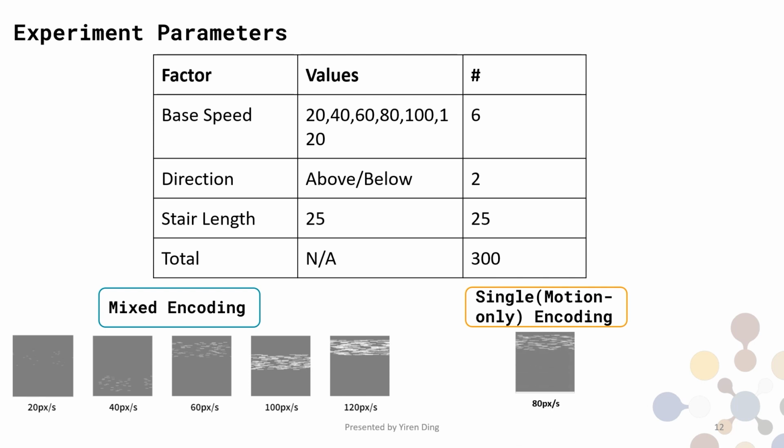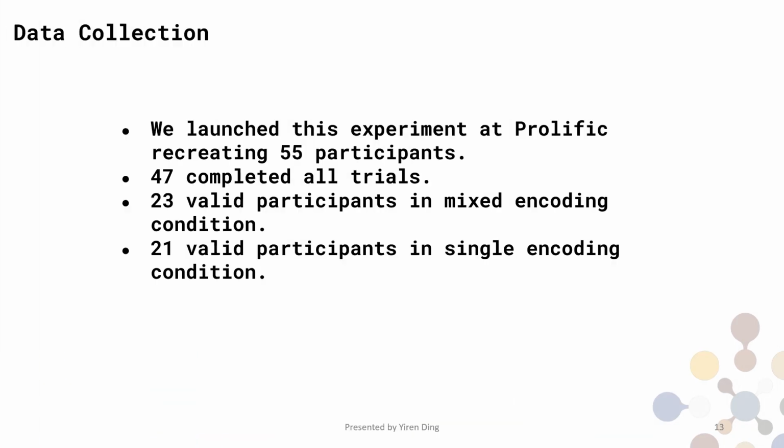Here is a screenshot of stimuli in each speed level from 20 pixels per second to 120 pixels per second. In mixed encoding condition, you can still tell the difference by static channels such as density. In single encoding condition, all stimuli look the same in screenshot. After launching it in Prolific, we got 23 valid participants in mixed encoding condition and 21 in single encoding condition.